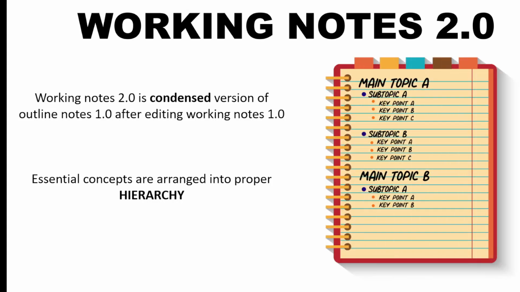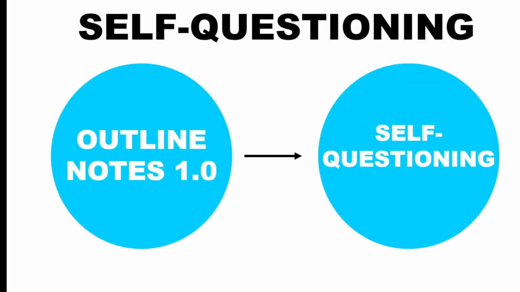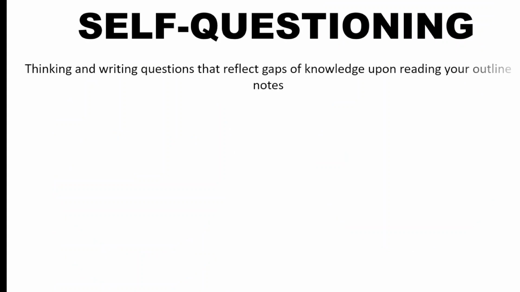So this is what working notes look like, and I have also shown you what outline notes look like. Okay, cool. So they are very similar. Now, self-questioning. I have formed my outline notes. I have formed my working notes. Now I go into deep thinker mode, and I question my outline notes. I look for any gaps of knowledge I have.